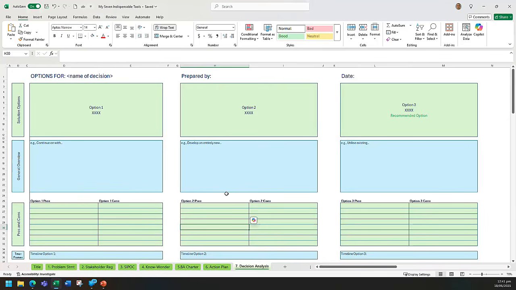So again, a very practical application when we do decision making and options analysis and things like that. It just really helps to keep it really clear. Right, so yeah, it's a great number 7.